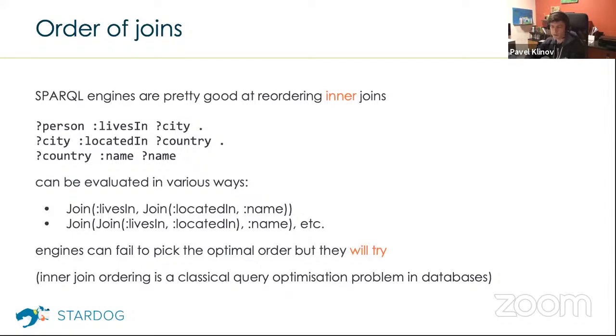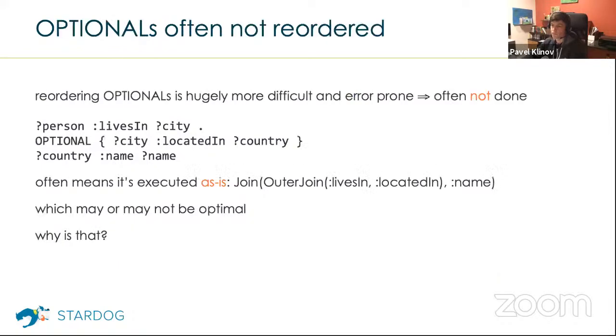And SPARQL engines at this point are pretty good at reordering inner joins. So if you have a collection of patterns in the same scope and they are joined, there are no optionals around, then the query optimizer will try to compute the optimal join order, decide in which order patterns need to be joined. There's no guarantee that the result will be the optimal join order, but pretty much every SPARQL optimizer will try that. And this problem is very well studied. It's a classical query optimization problem.